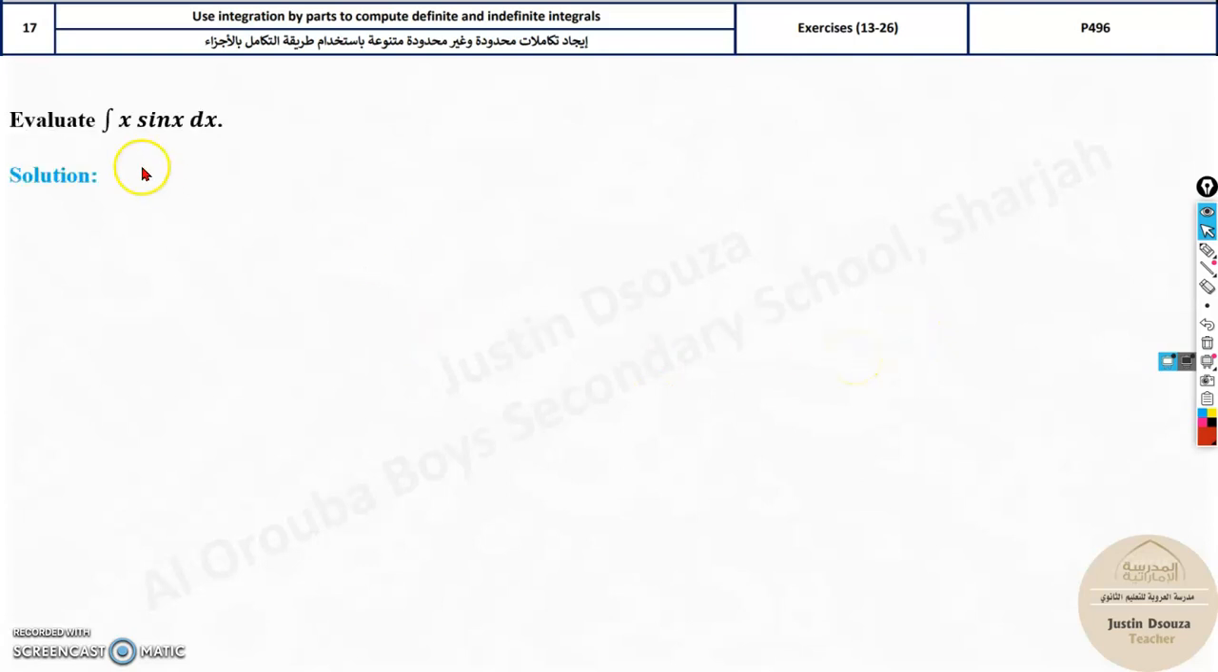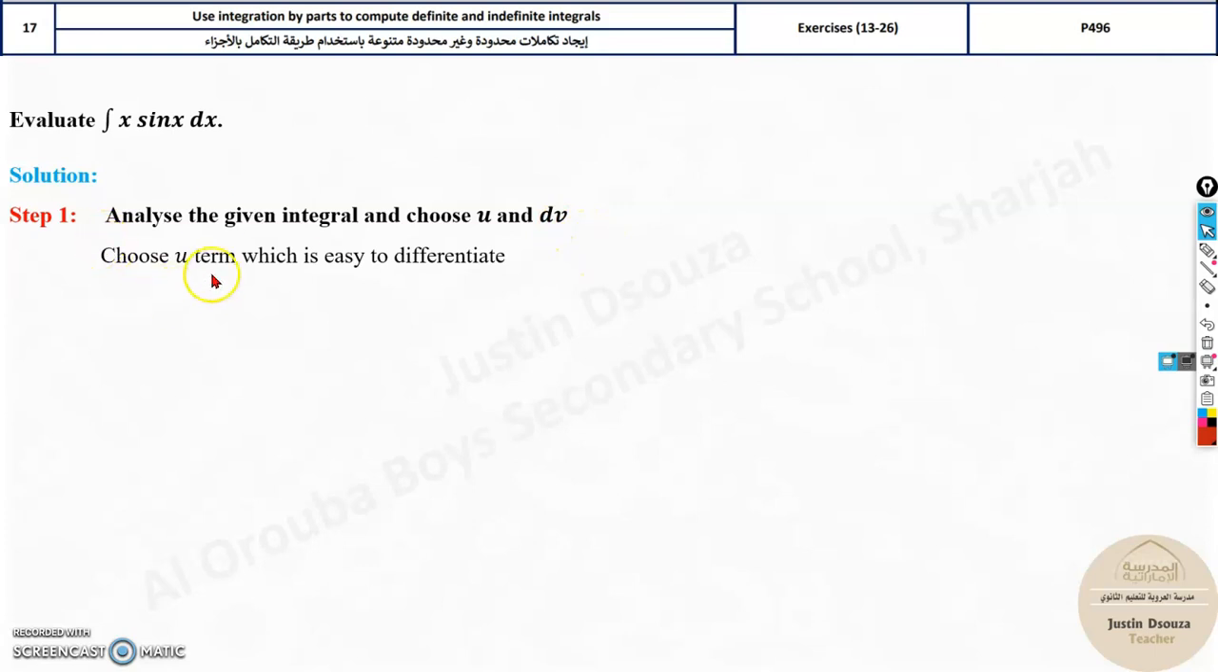It's very simple. Now you have x times sin x. There is no way you can solve this directly because it's not a sum, it's not a division. We do not know any formula that can solve this. So we have to use integration by parts. Now, very important is choosing u and dv. Look, u needs to be a term that is easy to differentiate, whereas dv is the term easy to integrate.